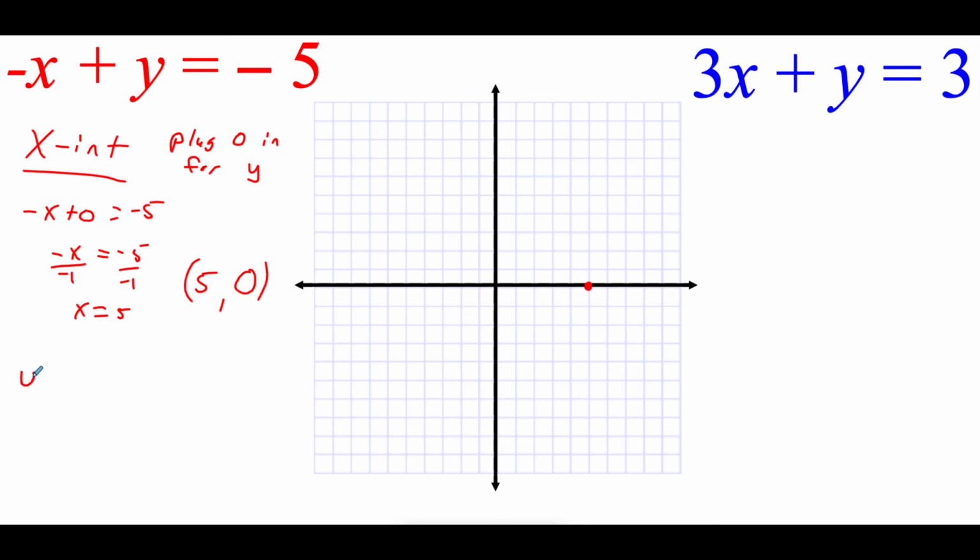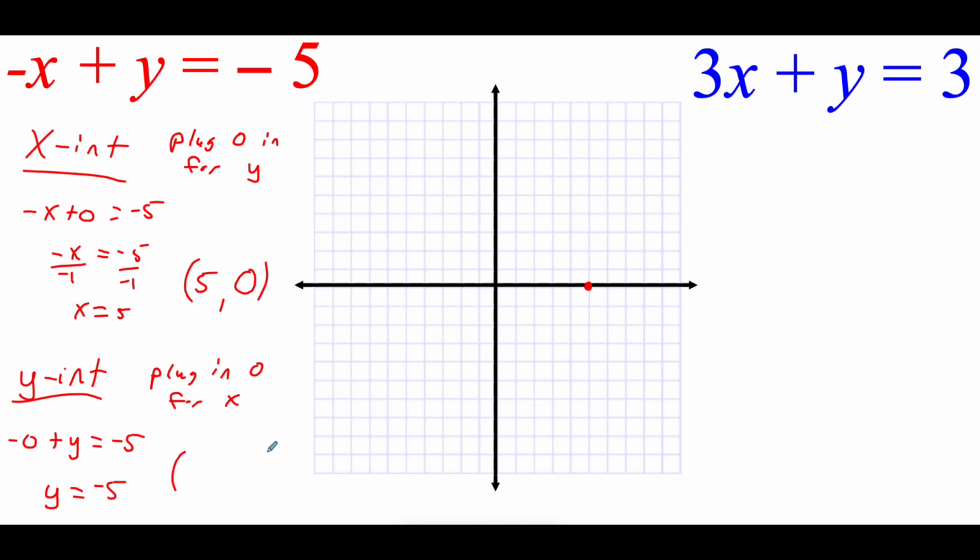The next point we're going to find is the y-intercept. And in order to find the y-intercept, it's going to be similar to what we did before, but we're going to plug in 0 for the x value. So when we do that, we're going to get -0 plus y equals -5. Now, -0 is really just 0, and if we add 0 to y, we just get y equals -5.